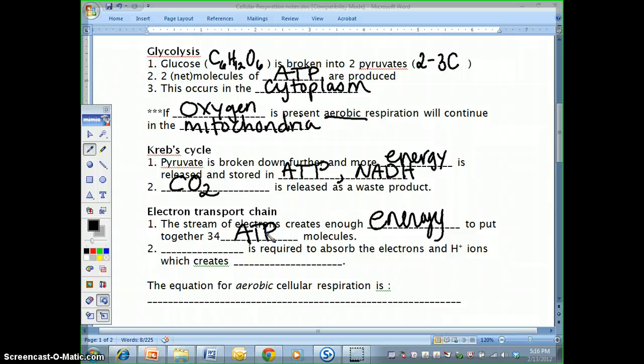Okay, so what else? We have our oxygen here, which is required to absorb the electrons and the hydrogen ions, which is what creates the water.